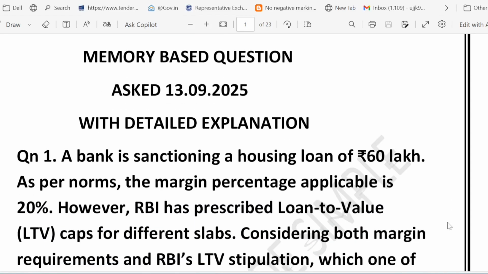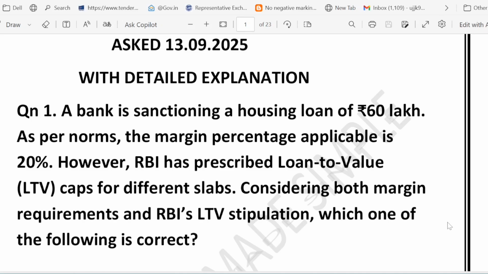This is a numerical question. You must have pen, paper and a calculator with you. The question is: the bank is sanctioning a housing loan of 60 lakh. You can see they are sanctioning a housing loan of 60 lakh. The margin requirement given is 20%. This is the margin applicable.